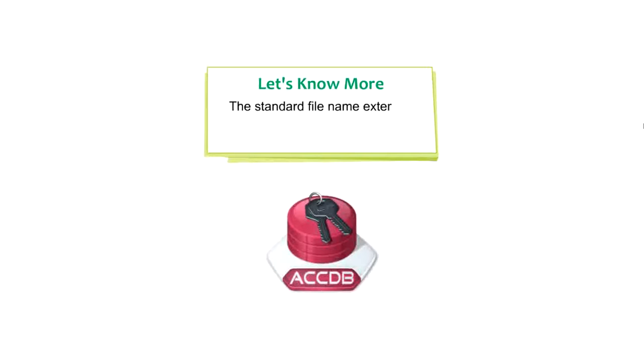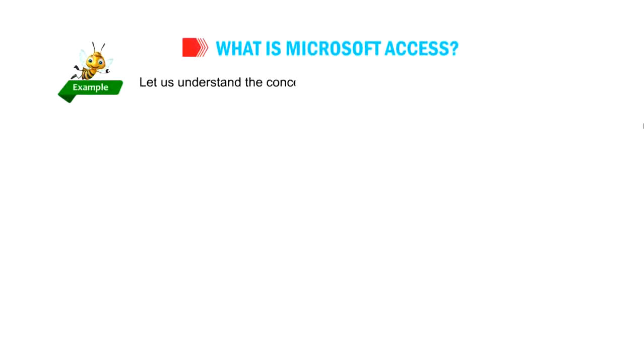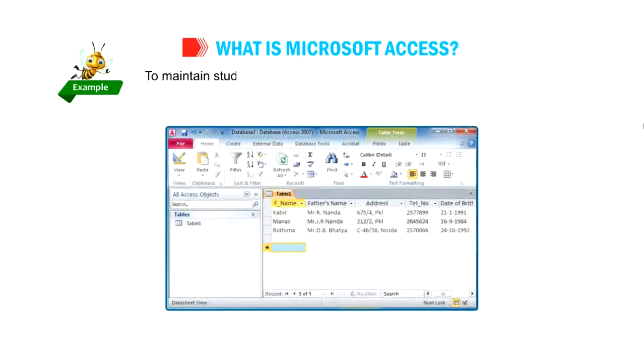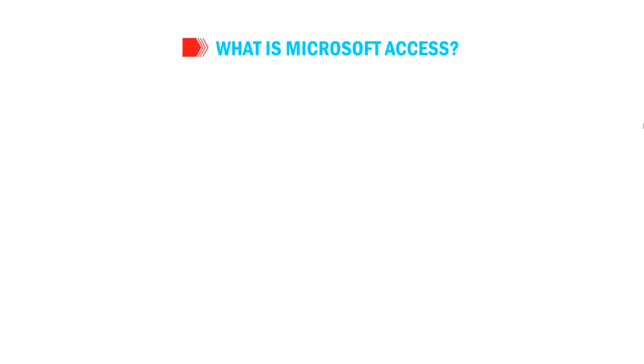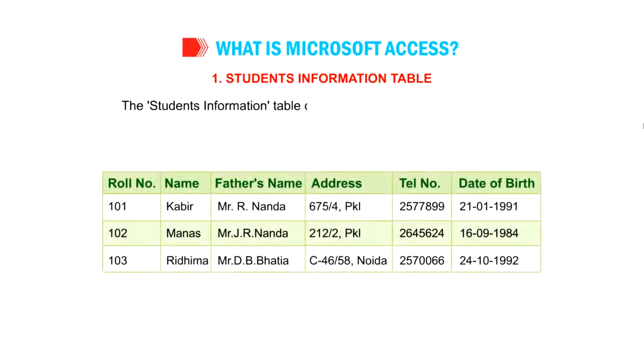The standard file name extension for a database in Microsoft Office Access 2010 is .accdb. Let us understand the concept of relationship with the help of an example. To maintain a students' database in RDBMS, instead of entering all the records in a single table, we will split our fields into two tables having a common column such as roll number. Number 1. Students Information Table. The Students Information Table consists of information about students.